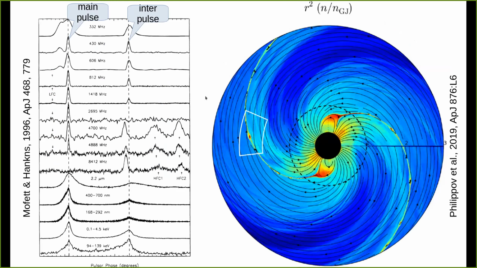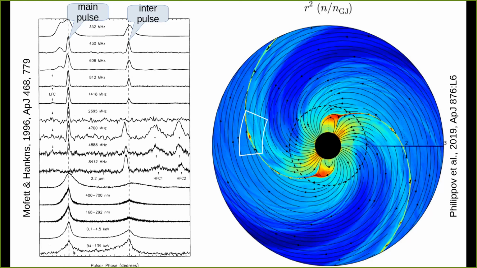So if I first focus on the left, you have a pulse profile of the Crab pulsar, and it goes all the way from 330 megahertz, so that's meter wavelength, to high energy X-rays. And these giant pulses occur at very particular phases in the Crab pulsar, the main pulse and the interpulse. And these are average pulse profiles, but in reality, you don't always see a pulse in this phase period. You sometimes see a pulse and sometimes not.